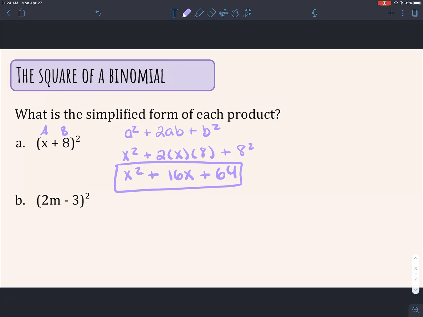X times x is x squared. X times 8 gives us 8x. 8 times x gives us 8x. And then 8 times 8 is 64. Still get the same exact answer.